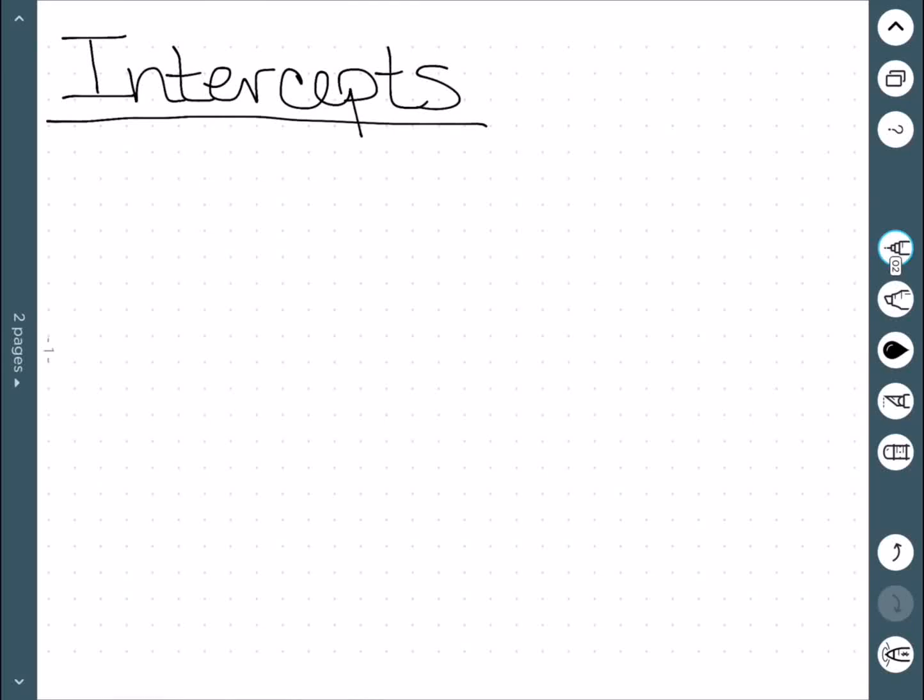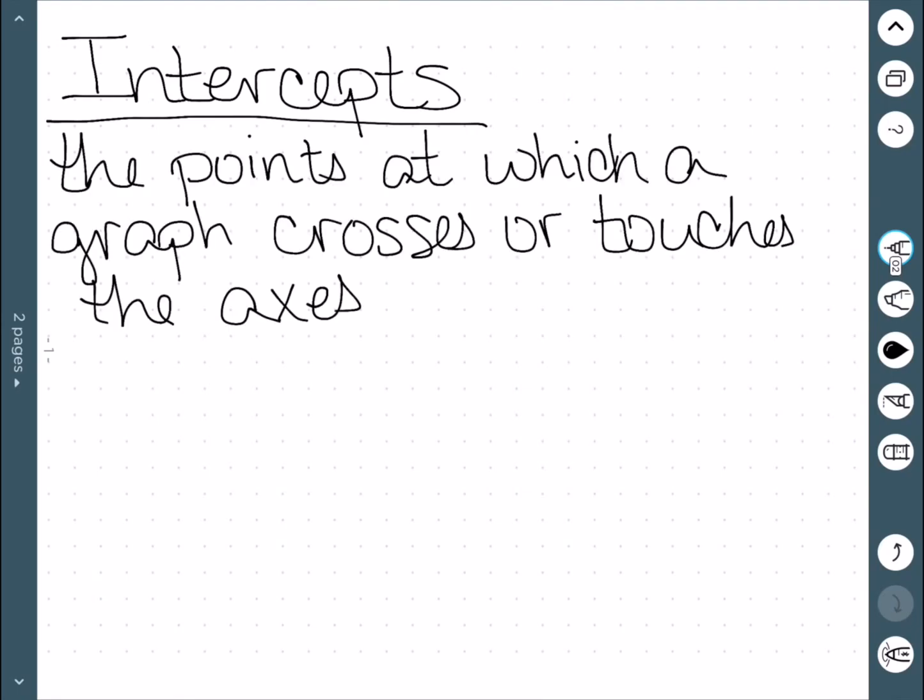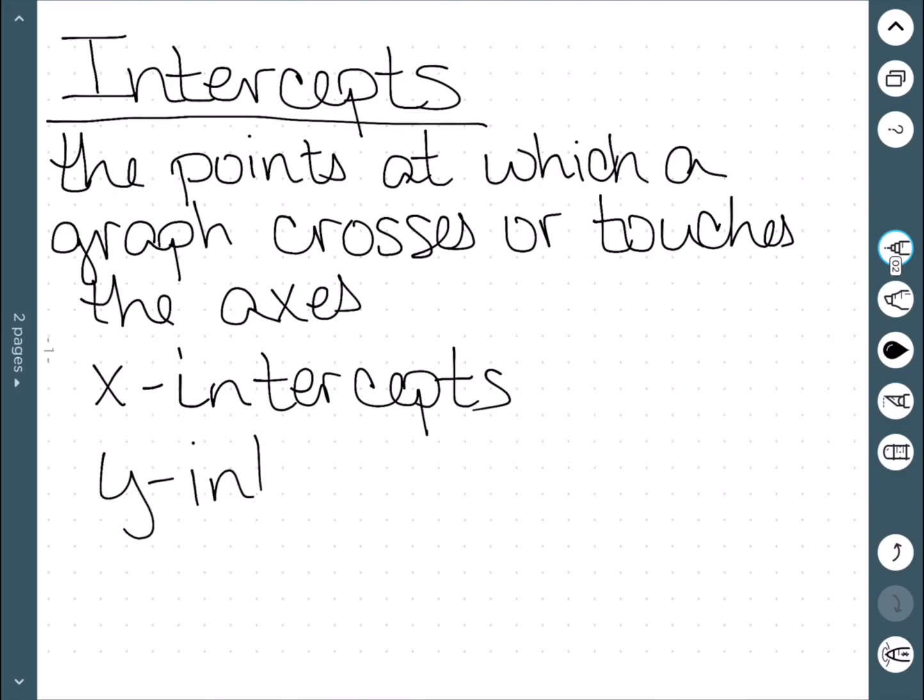Here we'll discuss the intercepts of graphs, what they mean, and how to find them. An intercept is the point at which a graph crosses or touches the axes. We do have two kinds of intercepts. X-intercepts, where we either cross or touch the x-axis, and y-intercepts, where we either cross or touch the y-axis.